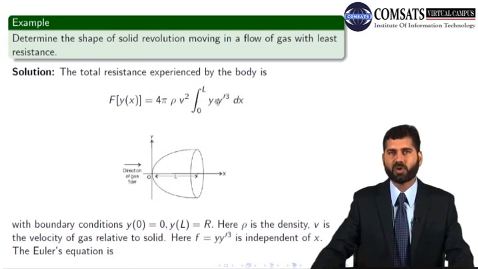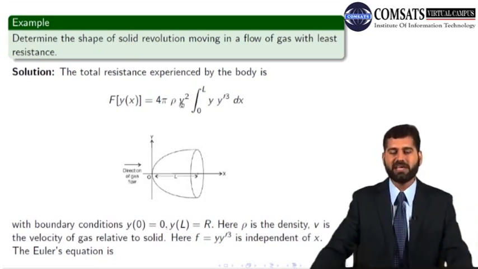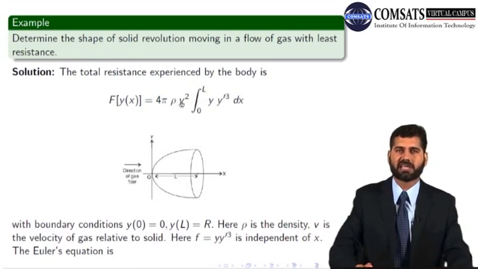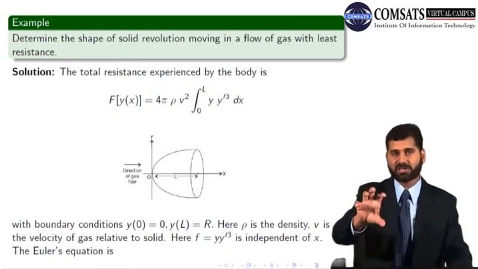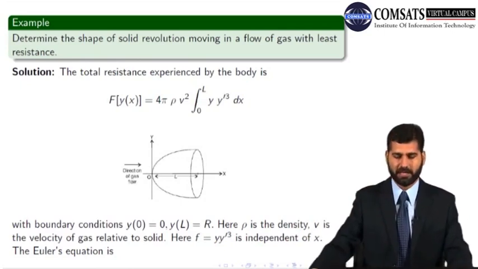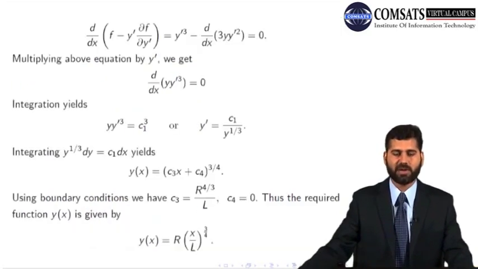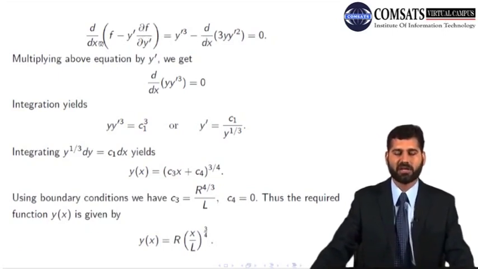I'm not including this v square inside because v square is not y prime. It's the velocity of the gas relative to the solid, which is a constant, so this v is constant. That's why we brought it outside of the integral. It's not the velocity of this object, so it's not y prime. Now by taking this value of f, which is y prime cube, and again it's independent of x, this is your Euler equation. The derivative of df by dy is this one, and you can easily solve it.